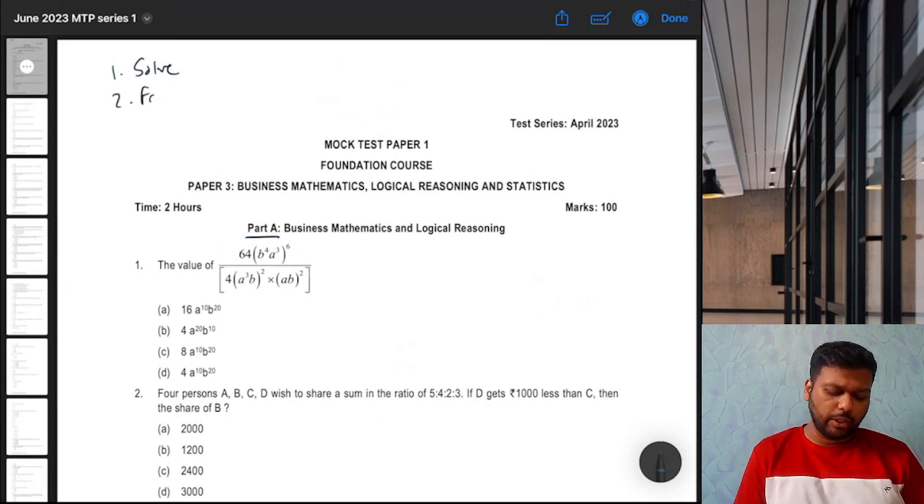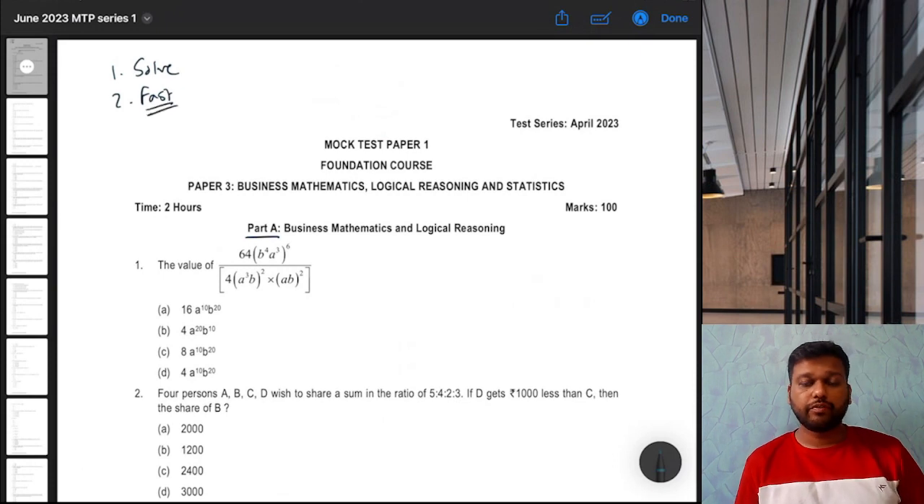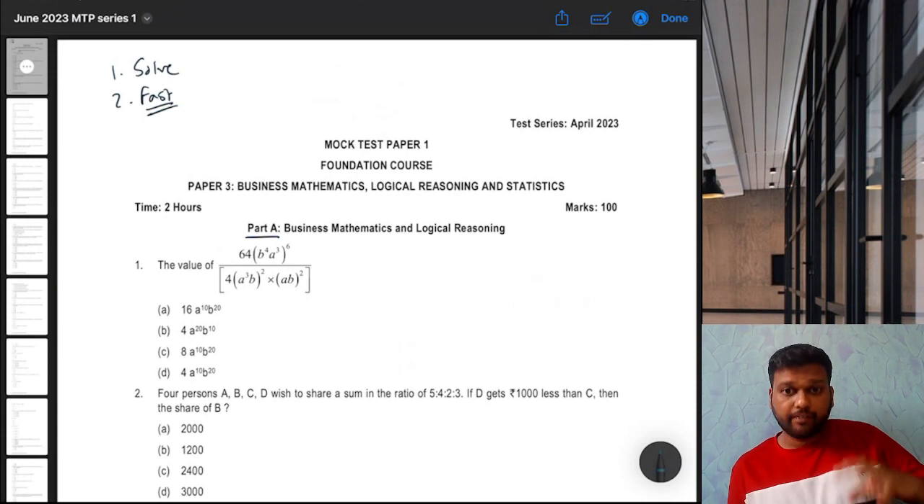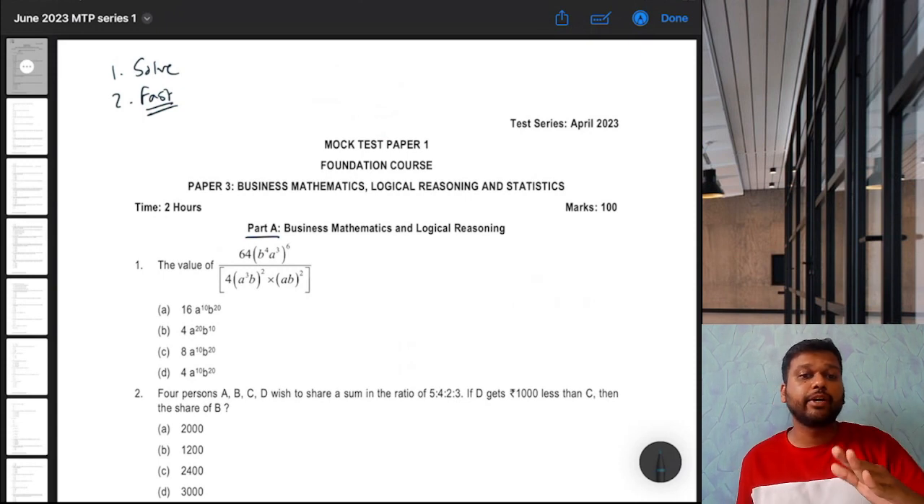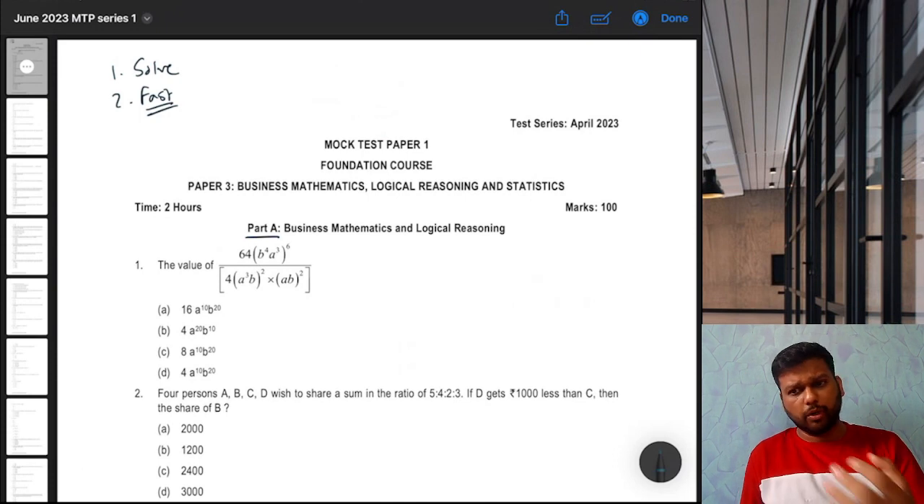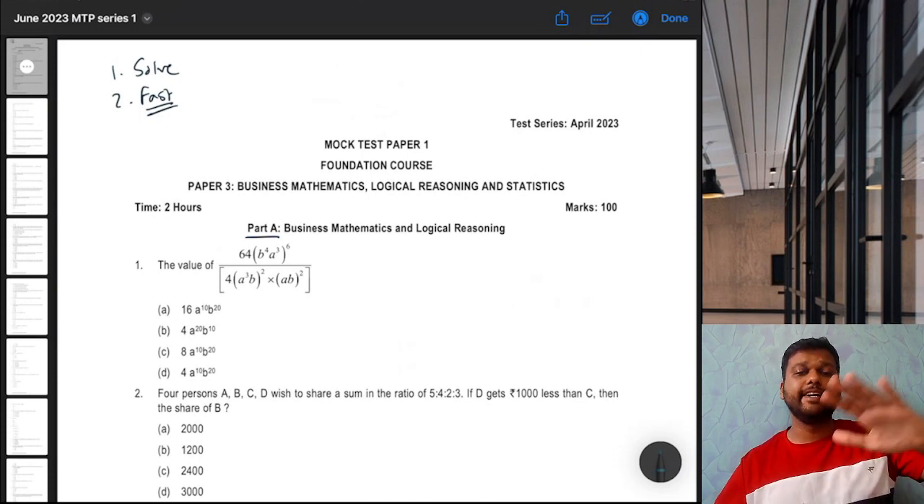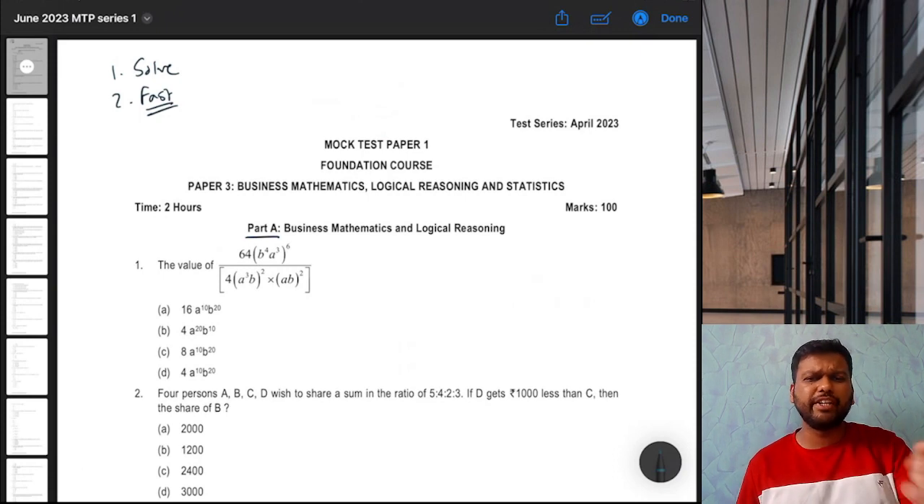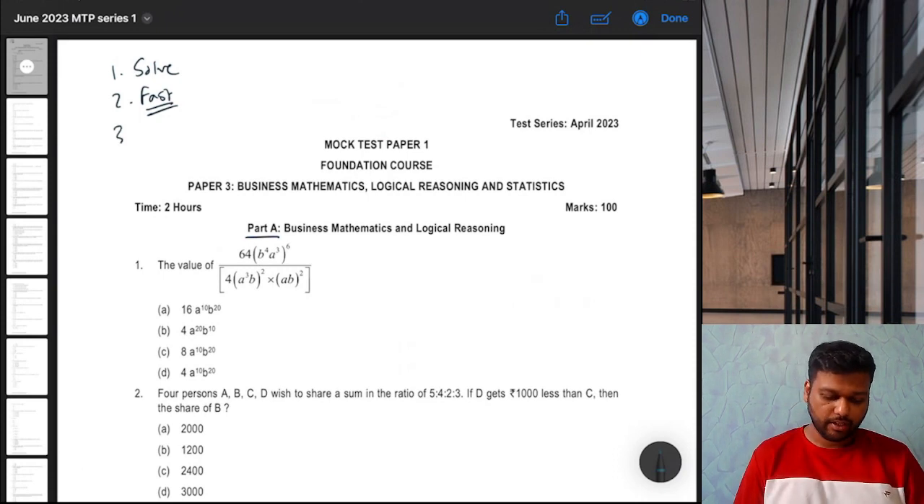Second, we are going to solve this fast. So, we are going to see what tricks we can use from an exam point of view. So for this video, more than concepts, we are going to focus more on tricks. Obviously, I assume that you have studied the basic concepts and will go to how to solve each question in 1 minute.